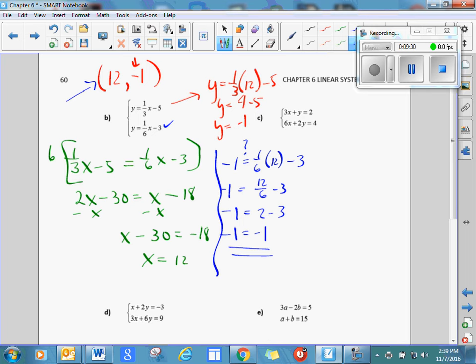Sound good? All right, I do want to run through a couple more examples, because we've got a couple examples that are exception type equations, and we'll do that on the next video.